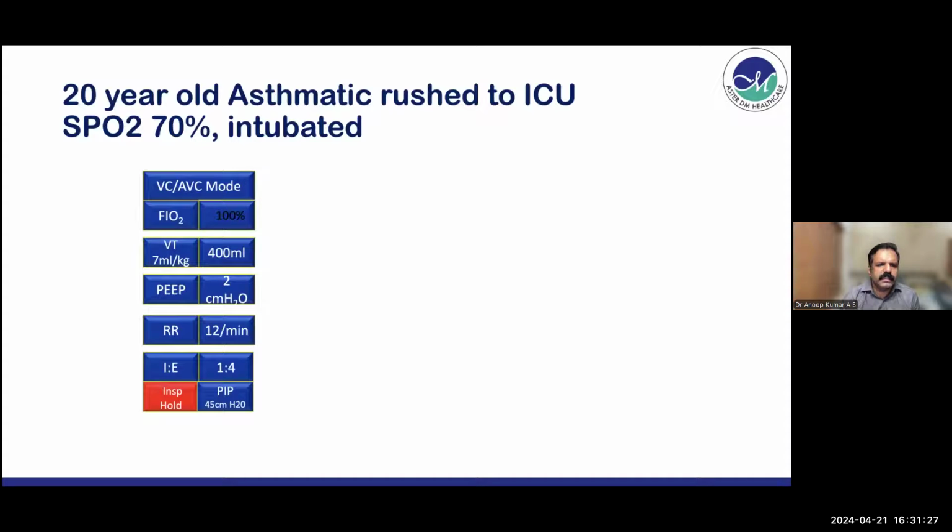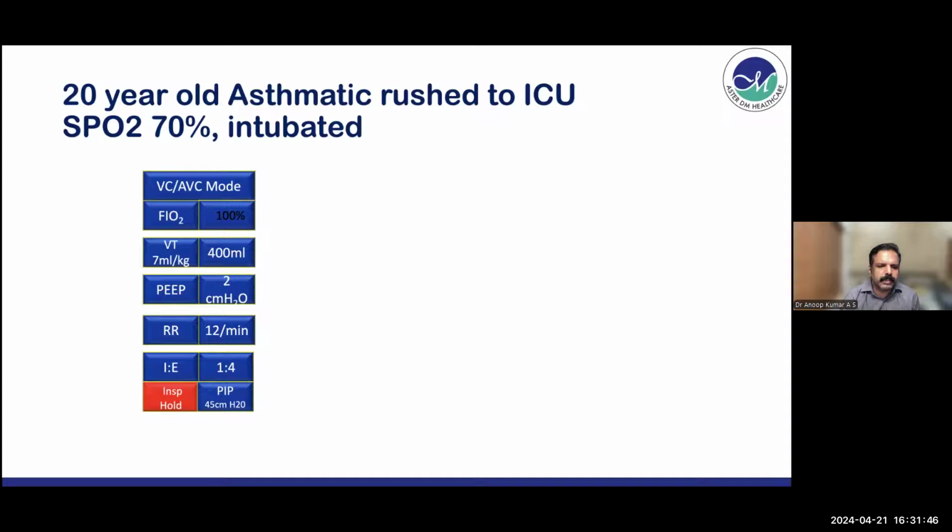So here we have a 20-year-old asthmatic patient rushed to ICU. The saturation is only 70. She was intubated immediately on assist control mode on 100% FiO2.